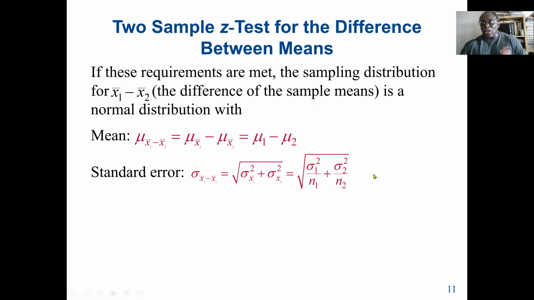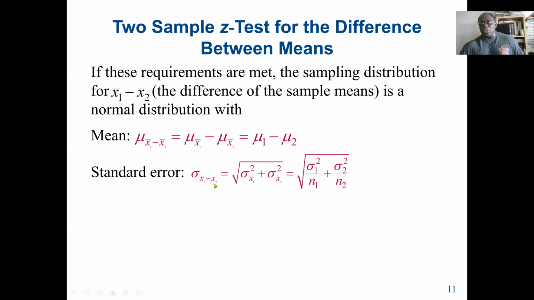This is the same as writing the variance, because sigma squared is the variance, of the first population divided by sample size 1, plus the variance of the second population divided by the sample size of the second sample. So this is a new formula we are seeing here to find the standard error. Again, for one sample testing, or testing one population, it is only the population standard deviation divided by the square root of the sample size.